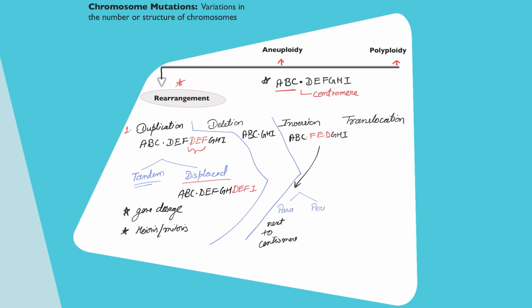Or it could be A, B, E, F, C, D, G, H, I. So here a centromere is involved. So this is pericentric, around the centromere. That's another kind of inversion.